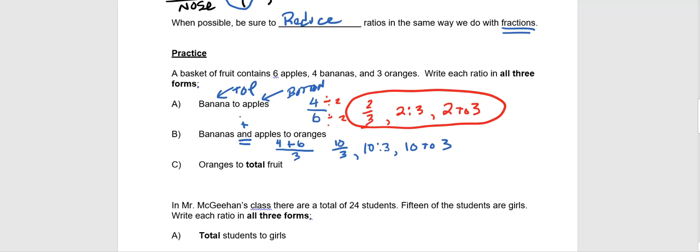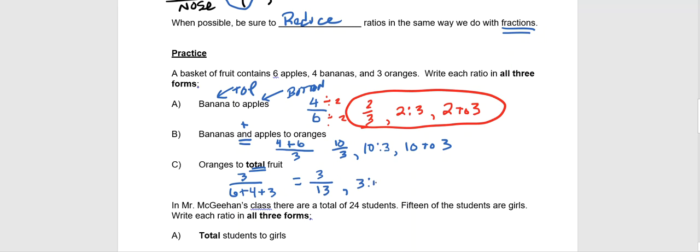Okay. So we'll do one more. This time we're going to look at the number of oranges, 3. But this time we have to look at the total fruit. So let's see, the total was made up of 6 apples and 4 bananas and 3 oranges. So the total of oranges in relation to the entire basket of fruit is 3 to 13. Take a look to see if you can reduce it, and you can't.